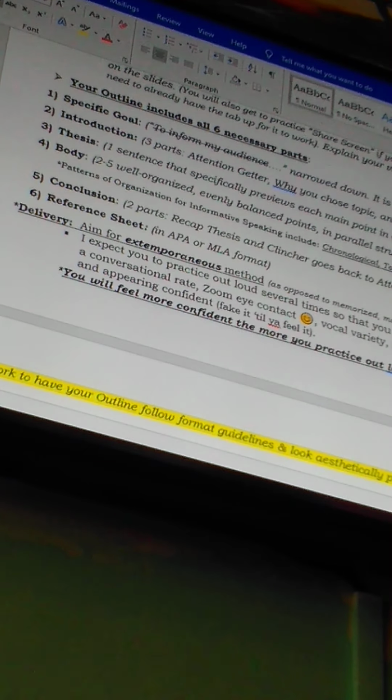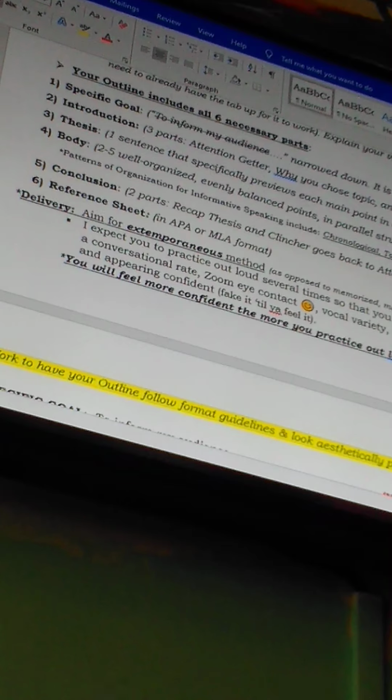When you look through the packet, you saw a few different examples. So the important thing that you're going to have are the 6 different parts to it. 5 will be on one page, and then the reference sheet will be on a separate one. So you're going to have a specific goal. It begins to inform my audience, and then it's narrowed down.